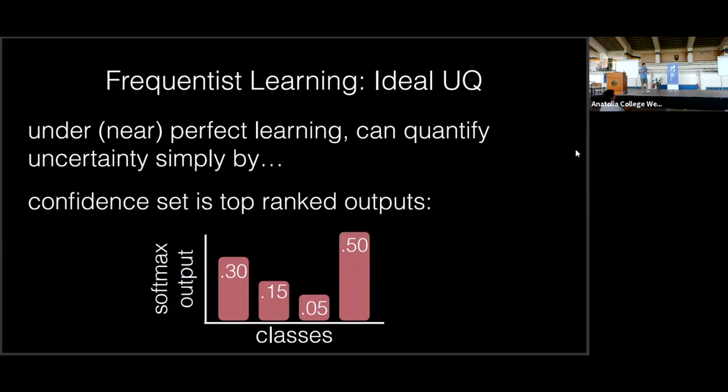Likewise, if you want to construct a confidence set for your top-ranked outputs, you simply look at your top-ranked classes and say, if I want to construct a 95% confidence set, I simply take off the classes in descending order until I reach 95%, right? So in this case, I would take the 0.5 class, the 0.3 class, and the 0.15 class, right? And that sums up to 95%. Just super naive and super simple and the first thing you would think to do.